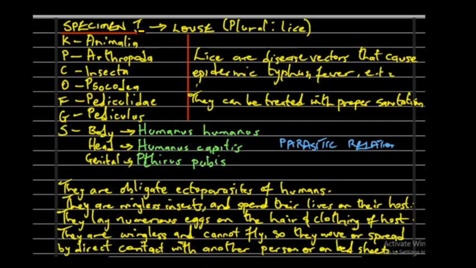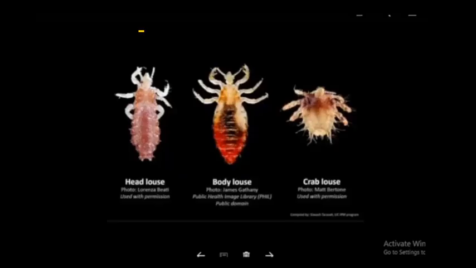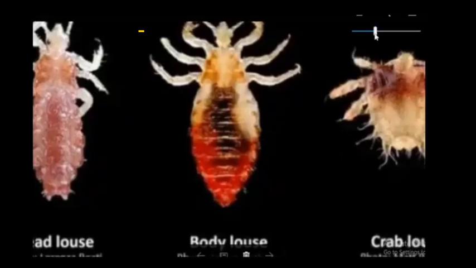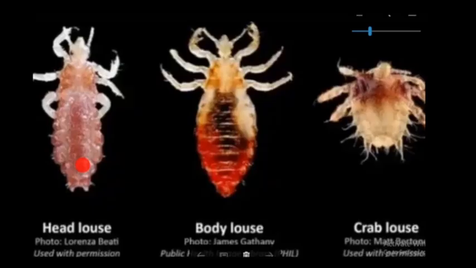So these are the things that we want to look at as we talk about the louse, or lice in the plural form. This is what the diagram of the louse looks like. I said earlier that we have the head louse, the body louse, and the crab louse. You can see them and their names. The crab louse is found in the genitals, the private regions of the body. This one is found on the head, and this one is found on the body, and they all do the same thing, sucking the blood of their host.